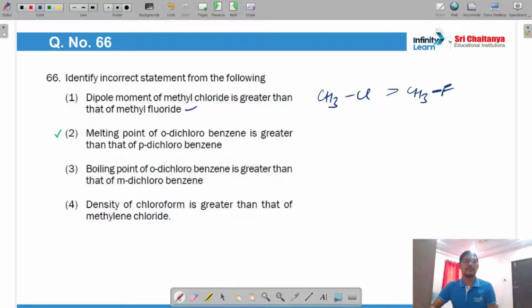Melting point of ortho dichlorobenzene is greater than that of para. No, the para product has higher melting point because of the higher symmetry, right? Ortho has higher boiling point because of the higher dipole moment. So this is the incorrect statement. Rest all of them are correct.